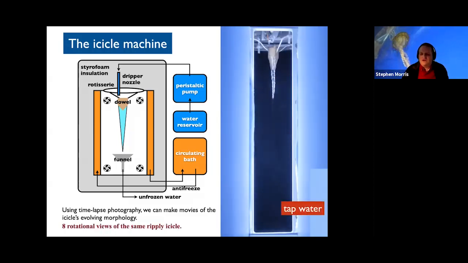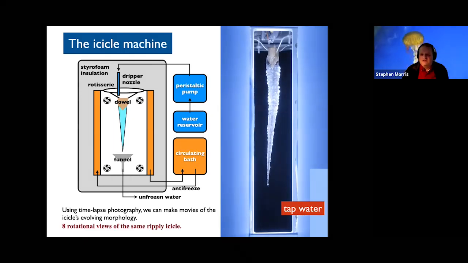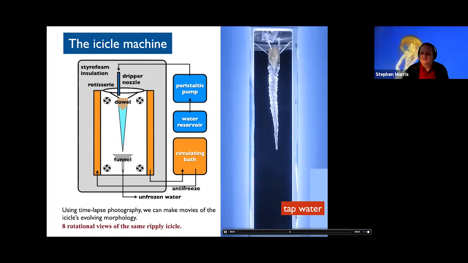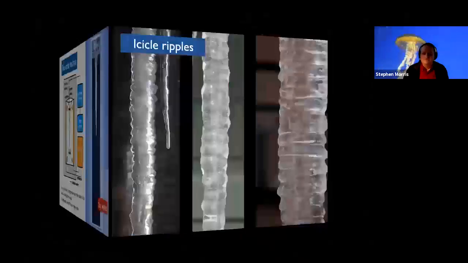If I use tap water, and now I'm showing you a stroboscopic movie so that the icicle appears to be stationary, but in fact, it's the same icicle growing 8 different times from 8 different points of view. It's rotating, and I'm taking a picture every 8th of a rotation. Now you see that the icicle is not so smooth. In fact, this ripple pattern has appeared on the sides of the icicle. Most natural icicles do have ripple patterns. So what's the difference between tap water and distilled water? That turns out to be the crucial question.